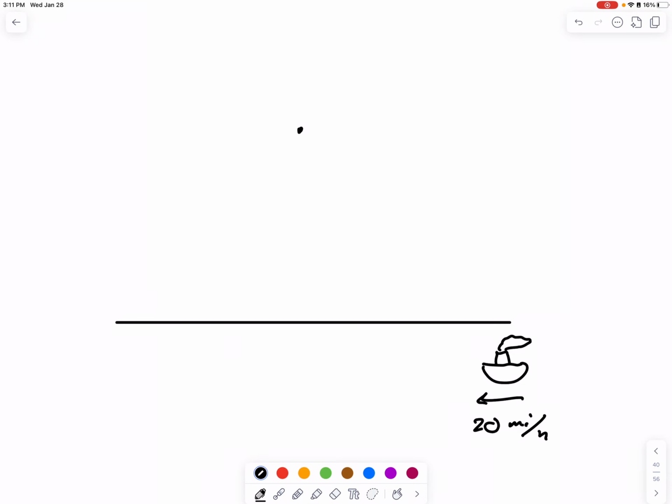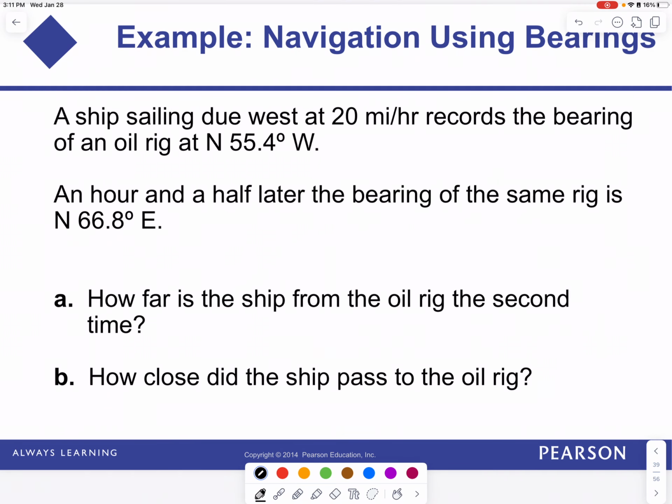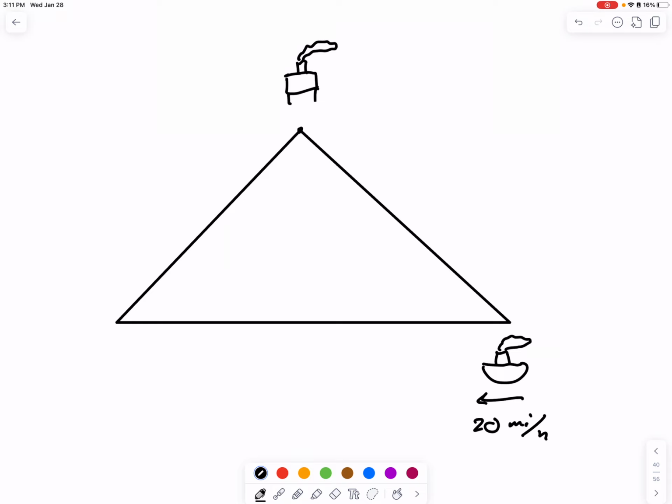Now the first reading, this is our oil rig. I don't know how to draw an oil rig. Something like this, and we'll do some smoke, right? It's an oil rig. And we're going to do a couple of readings. This is the second reading from here. The first reading is here. Okay. So for that first reading, it says off the north line, 55.4 degrees west, right?